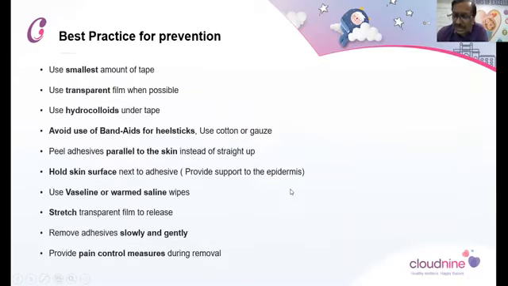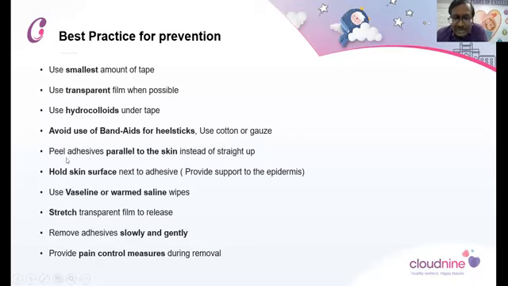And there are some best practice guidelines for prevention. It is said we should always use the smallest amount of tape possible, and it should be transparent as much as possible. It is better to use hydrocolloids under the tape. And when we do so many heel pricks, please don't put any band-aid or anything, just use cotton.